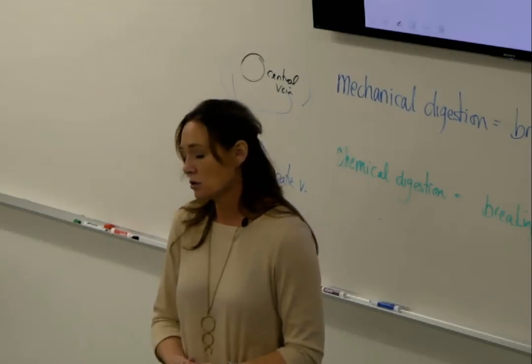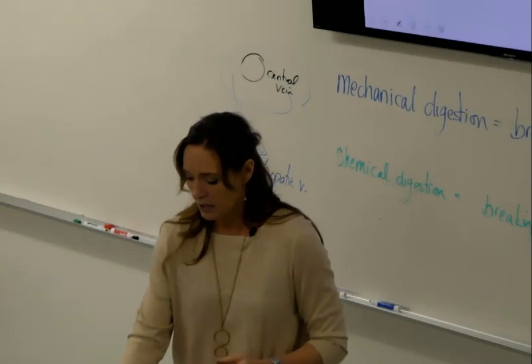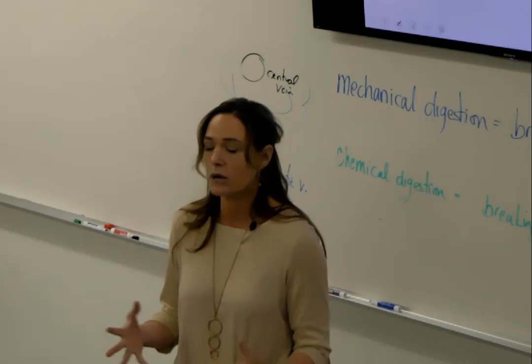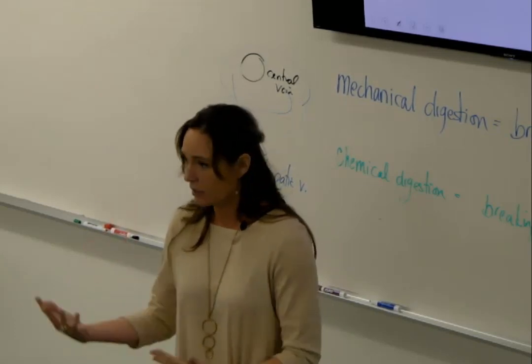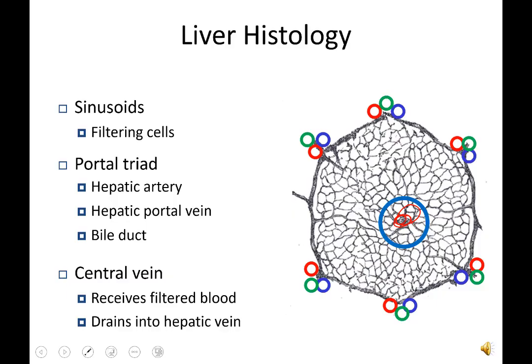What is the source of the hepatic vein? That would be the central canal here in the middle. And overall, which vessel would have the clean blood? That would be the hepatic vein. So basically leaving the liver, you have your clean blood. So we have the central vein receives the filtered blood. It's ultimately going to drain into the hepatic vein.